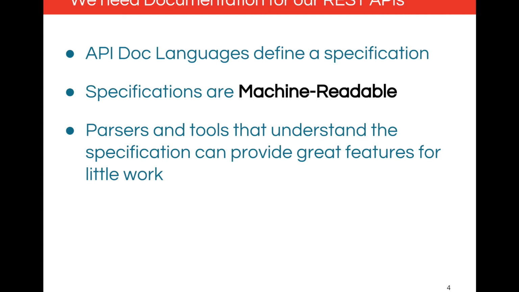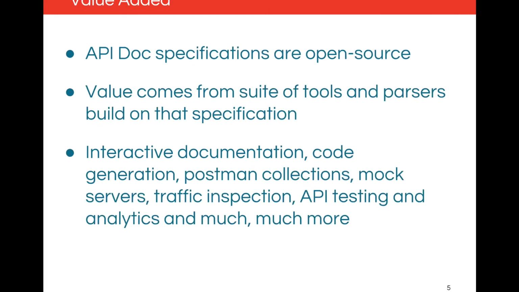There are several ways to document your API. API documentation languages is one of them. So what an API documentation language is, it defines a specification. Specifications are machine readable. The cool thing about that is that parsers and tools that understand the specification in which your documentation is written can parse your API documentation and give you some cool features. And I'll go over examples in a minute.